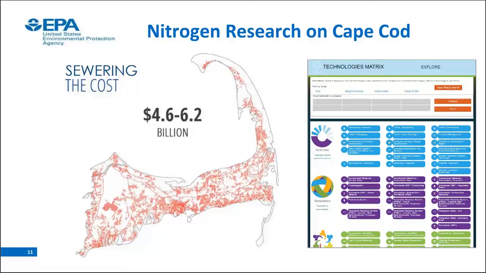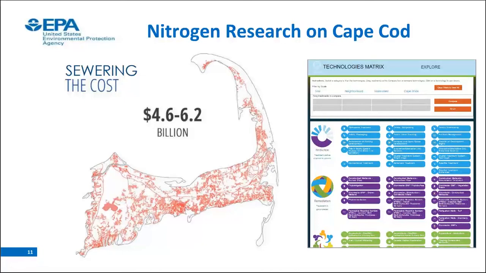So communities would like to find less expensive and less intrusive ways to solve that non-point nitrogen problem. And the box on the right is just a snapshot of what the Cape Cod Commission has put together, referred to as their technologies matrix. The technologies matrix lists a number of potential green, nature-based solutions to solving the nitrogen problem, with estimates of how much nitrogen can be removed by these and estimates of cost.